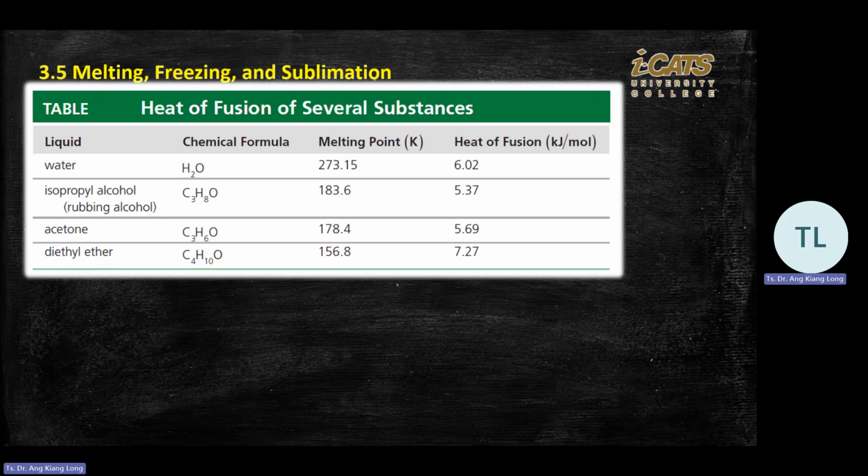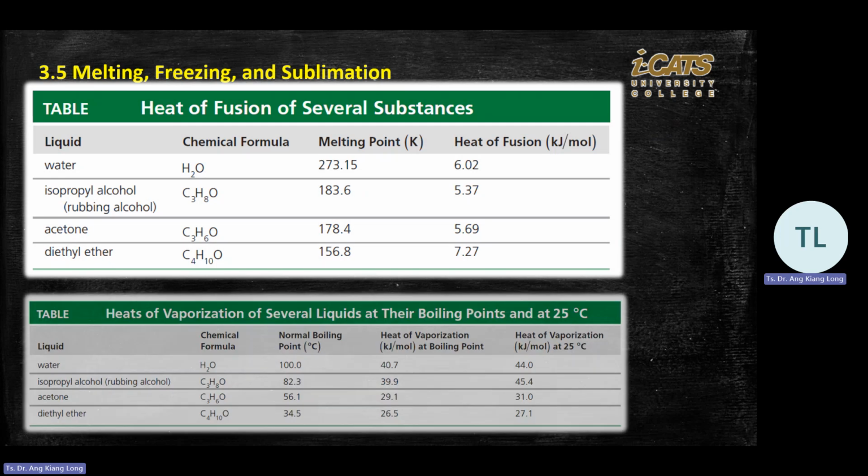Heat of fusion is to melt something, to melt solid into liquid. This is another example. So again, you have two columns. One is at boiling point, one is at 25 degrees. It just gives you a comparison between fusion and vaporization. There's a difference between the two. Same unit, kilojoule per mole.